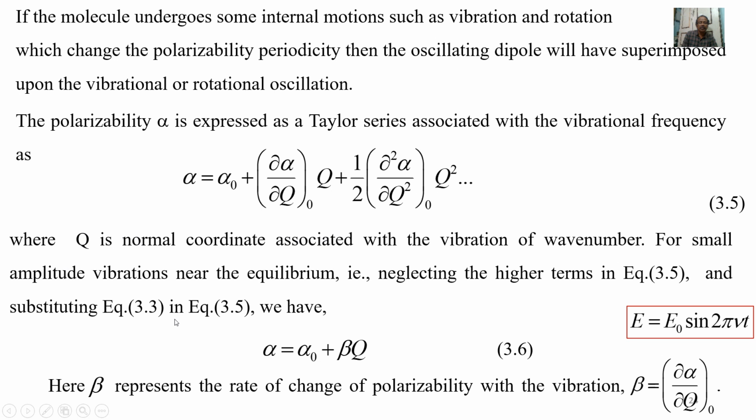So alpha equals alpha naught. You are going to take the first two terms and neglect all the higher terms. Just substitute alpha equals alpha naught plus beta q, where beta equals partial d alpha by dq. So equation 3.5 becomes 3.6 as alpha equals alpha naught plus beta q, where beta represents the rate of change of polarizability with the vibration.